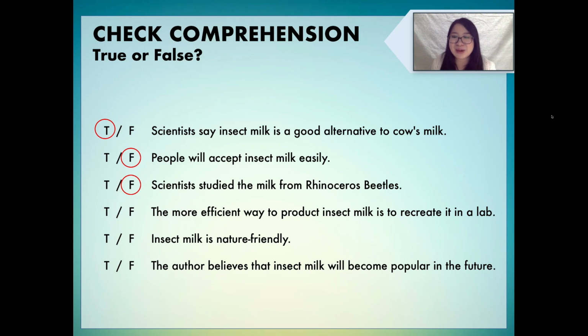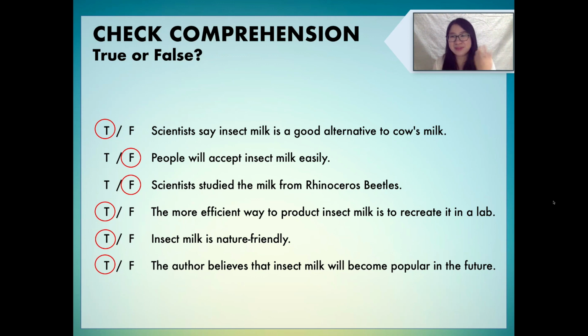Number 4, the most efficient way to produce insect milk is to recreate it in a lab. True, and then they will put it in a factory. Number 5, insect milk is nature friendly. Yes. Good for the environment, guilt-free. And finally, the author believes that insect milk will become popular in the future. Yes. This article is trying to promote insect milk.